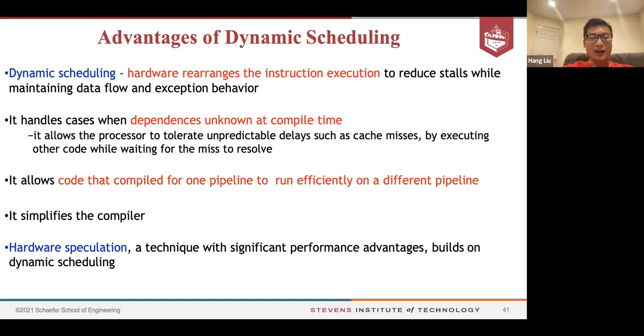Dynamic scheduling allows the processor to tolerate some unpredictable delays due to dynamics, like cache misses, by executing other code while waiting for the miss to resolve. It allows code compiled for one pipeline to run efficiently on another. It simplifies the compiler, right? Hardware speculation is another technique with a significant performance advantage, and it is built upon dynamic scheduling. Dynamic scheduling definitely is very important, okay?